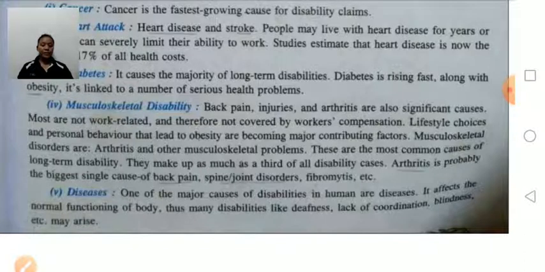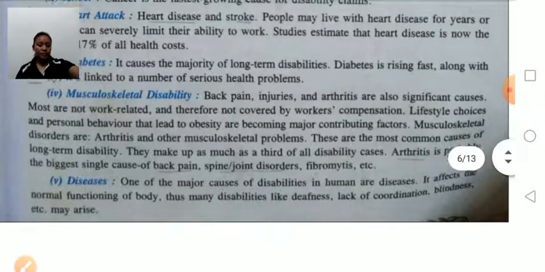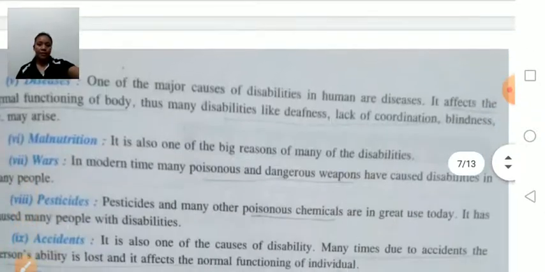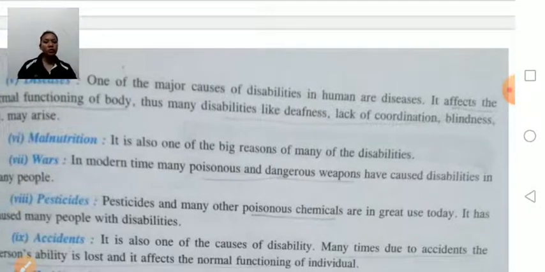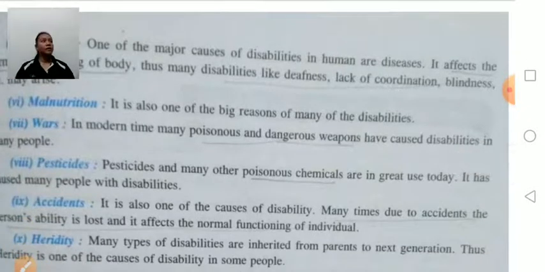War means taking poisons or dangerous weapons, which cause disability. Pesticides, poisonous chemicals, are in great use today, and they cause disability in many people. An accident is also a cause of disability. Many times due to accidents, a person's abilities are lost and the normal functioning of the individual is affected. Heredity, from parents to the next generation, is also one cause of disability. These are the causes of disability.